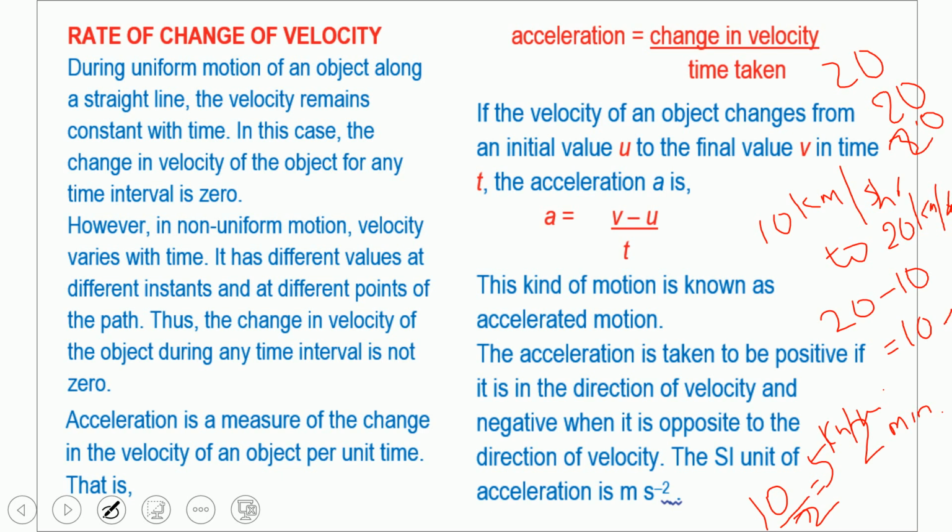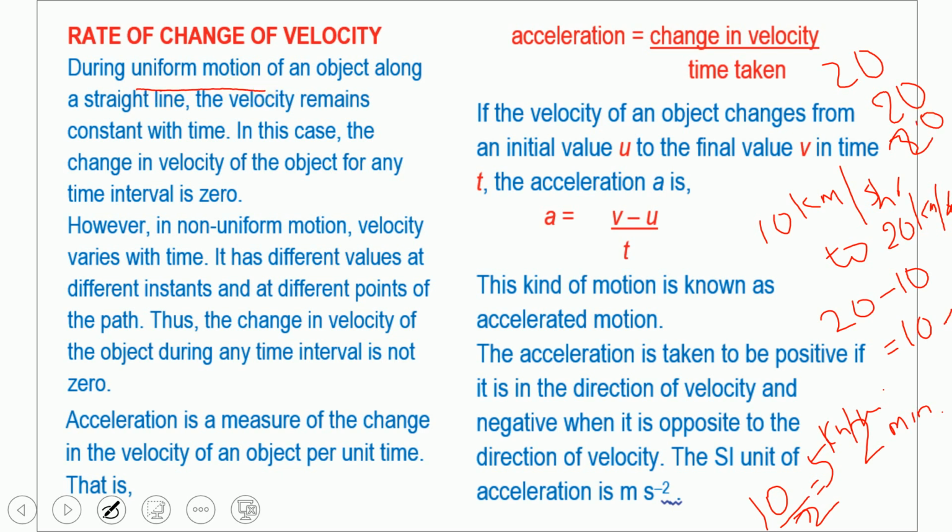If the change in velocity, that is 20 minus 20, is 0, then we can say that it is in uniform motion. Understand it? It is in uniform motion. It is not accelerating, but it is in uniform motion. Sure, all of you? What does uniform motion mean? We can say here it is uniform motion.